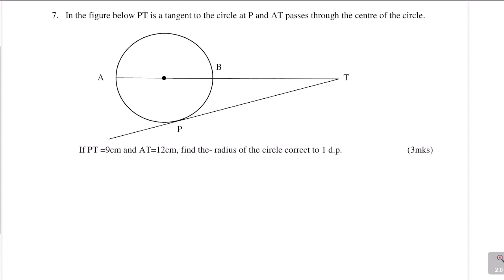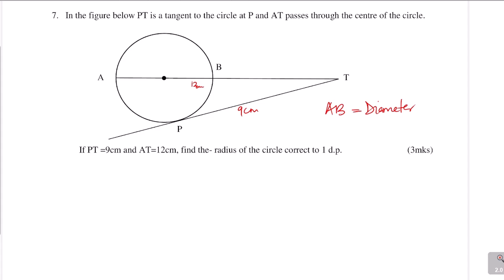So let us indicate whatever we are given. AT, the whole of that, is 12 centimeters. And PT is given as 9. So for us to get the radius, we'll first get the diameter, and the diameter is given by AB. Once you get the diameter, automatically we'll get the radius. How do you get the diameter? There's a property that we're going to use that will help us to get BT, because we have AT.